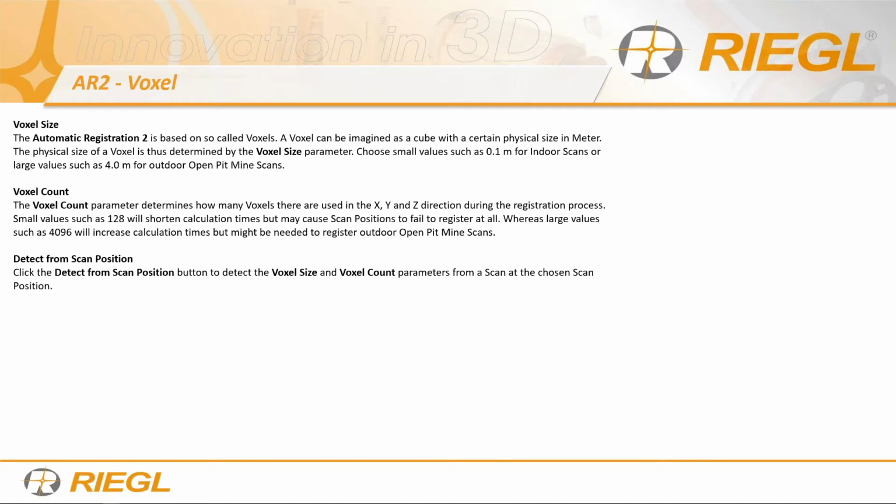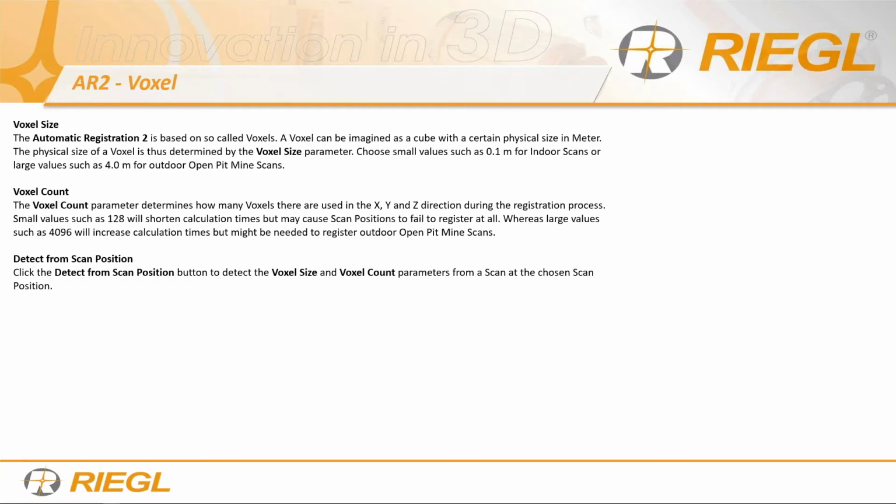Voxels can be imagined as a cube with a certain physical size in meters, right? You can customize these voxels based on your scene. If you don't get good results, you can make customized voxels. The physical size of the voxels is just determined by the voxel size parameter, so you can set whatever size you want. And we have recommendations for different scenarios. When I say scenario, I mean whether you do an indoor scan or an outdoor scan.